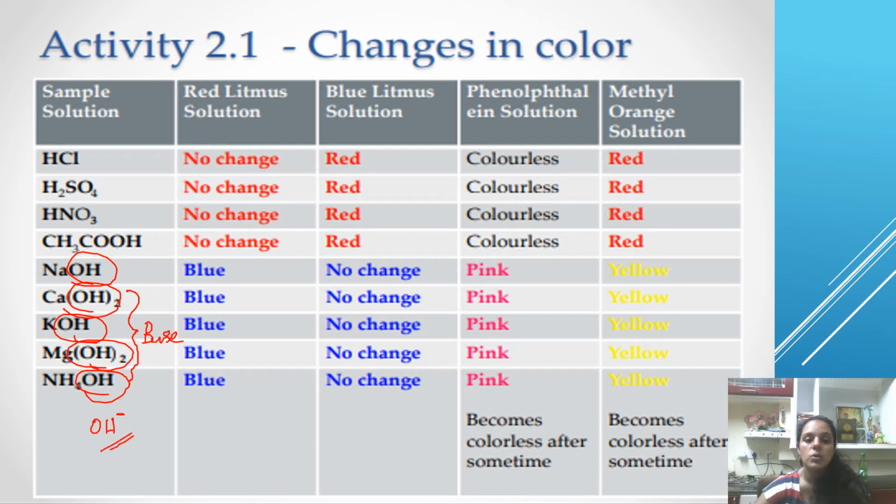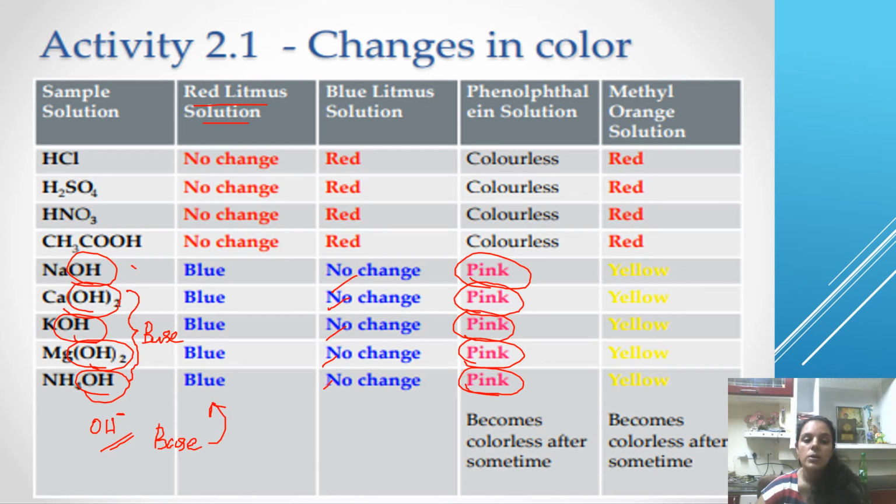So the red litmus solution changes its color to blue since it's a base. And the blue litmus solution, there is no change. You can see there is no change. And the phenolphthalein solution, as we already said, exhibits the color pink since these are bases. The samples are bases, therefore the phenolphthalein solution changes its color from colorless to pink. It exhibits the pink color here since these are bases.